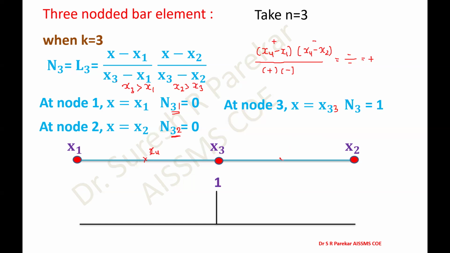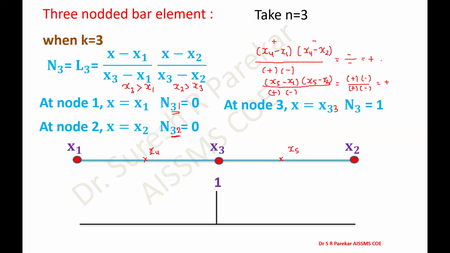Now if I have this as x5, my denominator remains the same. No change in the denominator because it is independent of the value of x. Then I have x5 minus x1 and x5 minus x2. Now you can see what will happen. x5 minus x1: x5 is greater than x1, so I have this again plus. x5 minus x2: x2 is greater, so I will have this as minus. Below we have plus minus, and therefore we have again the value as plus.